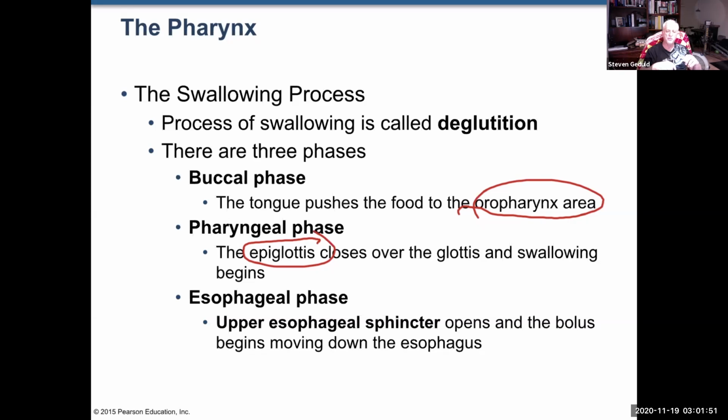Then you got your esophageal phase, where the upper esophageal sphincter muscle opens and the food begins to move down the esophagus. Remember, a sphincter is a circular muscle that controls and opens like a valve. It opens and closes like a valve for the most part. So the upper esophageal sphincter opens to allow food to enter into the esophagus. Those are your three phases of deglutition.